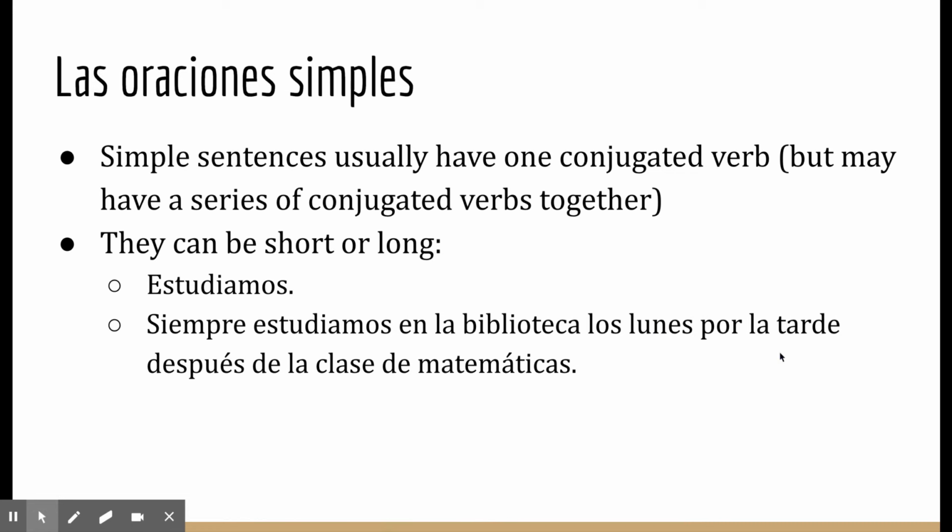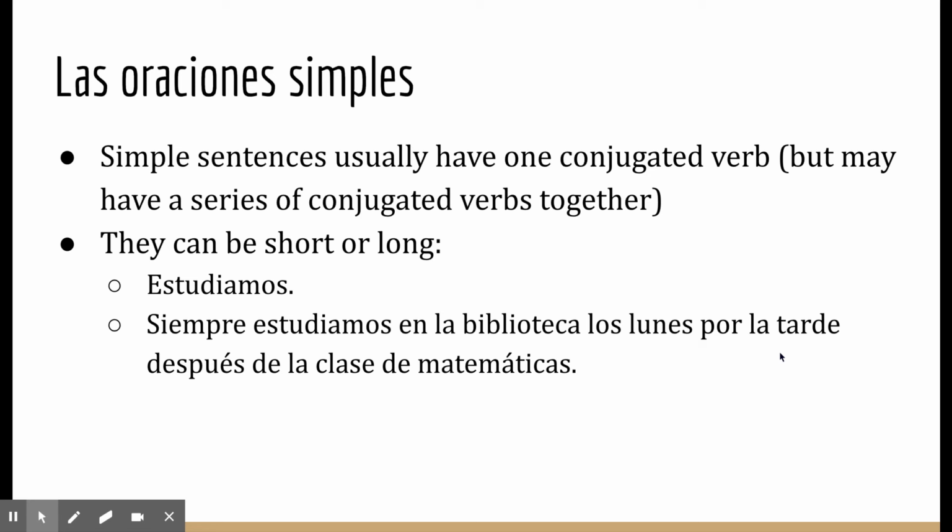Primero, simples, las oraciones simples. Simple sentences usually have one conjugated verb, but they could also have a series of conjugated verbs together, right? It could be short or long. Estudiamos, that's a complete sentence. We study, or we studied, could be present or past. Or it could be a long sentence like siempre estudiamos en la biblioteca los lunes por la tarde después de la clase de matemáticas. Even though it's a really long sentence, there's still only one conjugated verb.